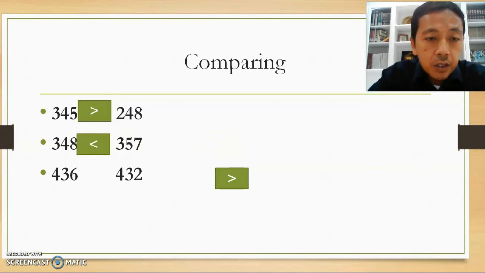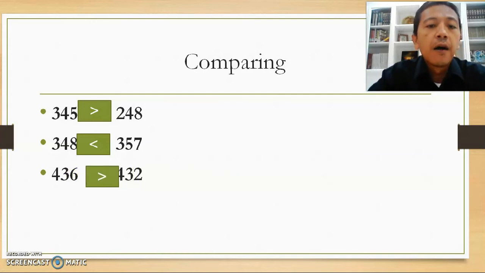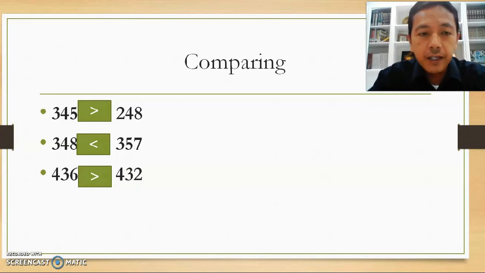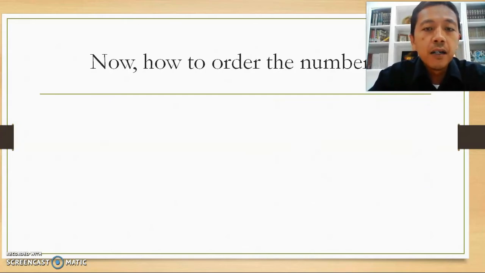In the last, please look at ones, because the hundreds and tens are the same. So look at ones. Lihat satuannya. 6 and 2. Which one is bigger? 6. So the symbol is more than. Kids, remember, you can look at the hundreds, tens, and ones to compare two numbers.